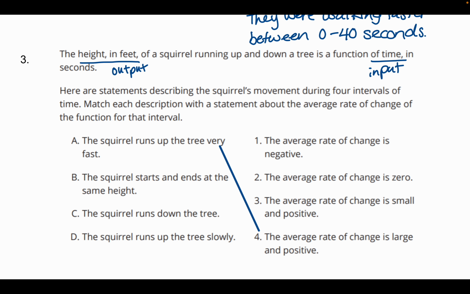Okay, now for this next one, if the squirrel starts and ends at the same height, then the average rate of change is nothing. Even though the squirrel's moving in between, the average rate of change is 0. And so this one just goes with the one right across from it. The average rate of change is 0. If the squirrel runs down the tree, that is going to give us a rate of change that is negative. So we are going to have a negative value here. And then we want to make sure that D matches up, running up the tree slowly, that matches with slow or small and positive. And it does.